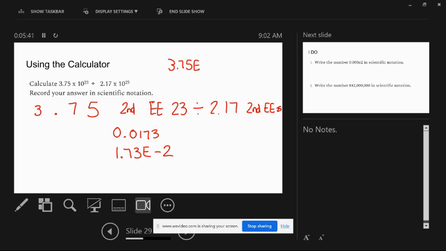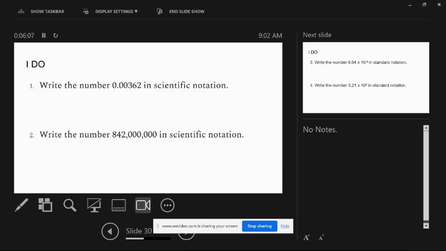Okay. Did anybody end up with a positive value here as your answer? Did anybody end up with something other than this value? Okay, because a lot of times people still have that compulsion to hit the times key on this, and you cannot do that. This EE key will take care of it for you. All right, so write these in scientific notation. Go.